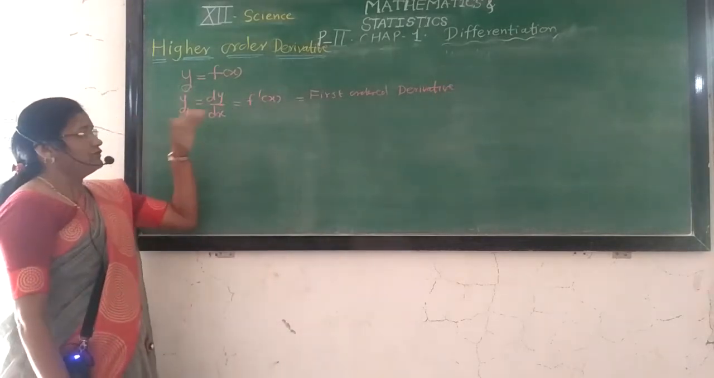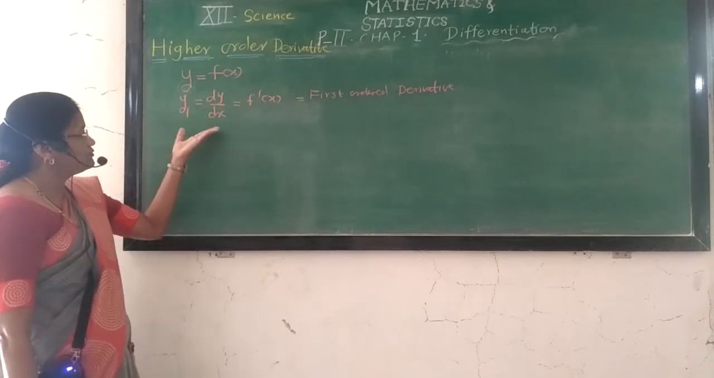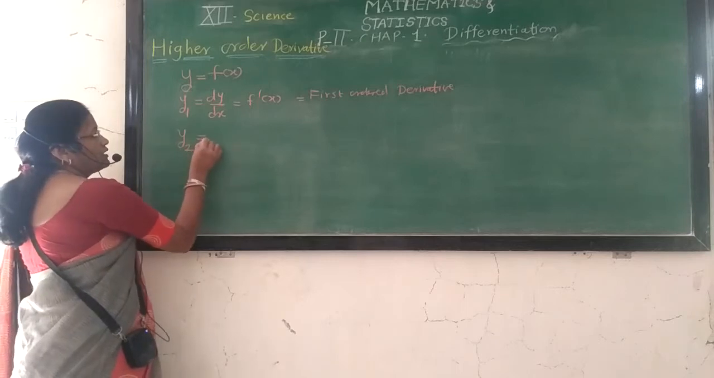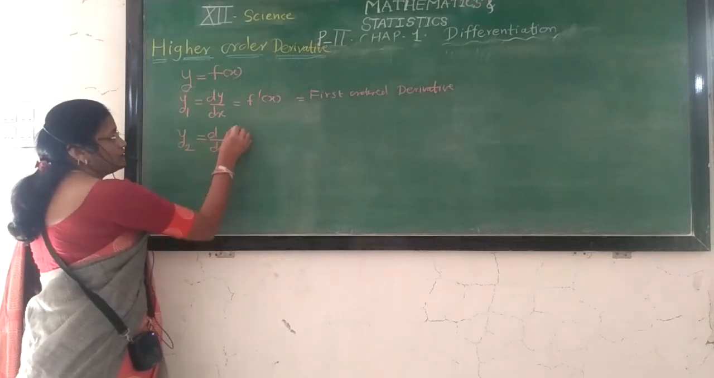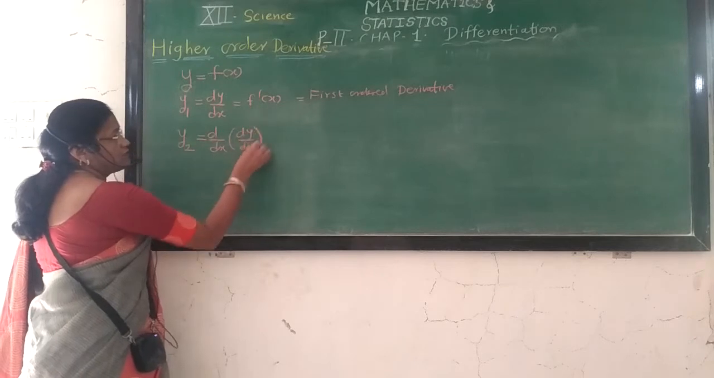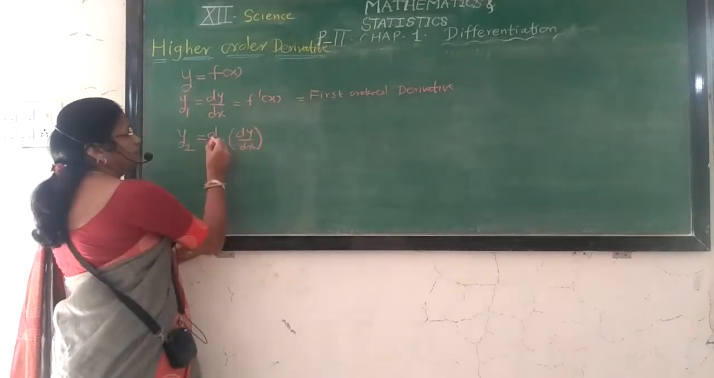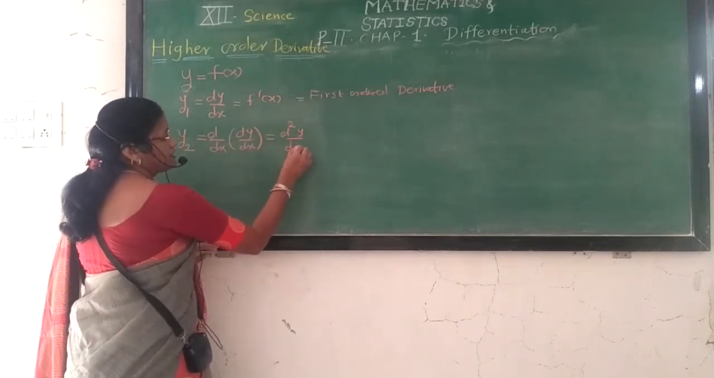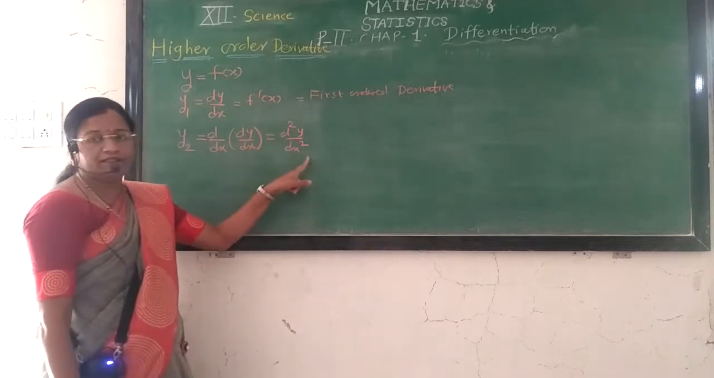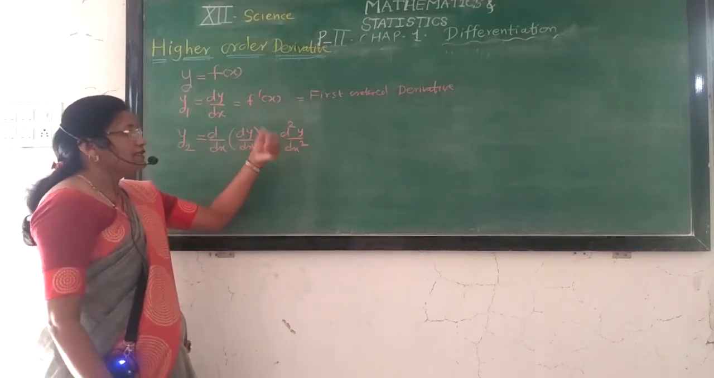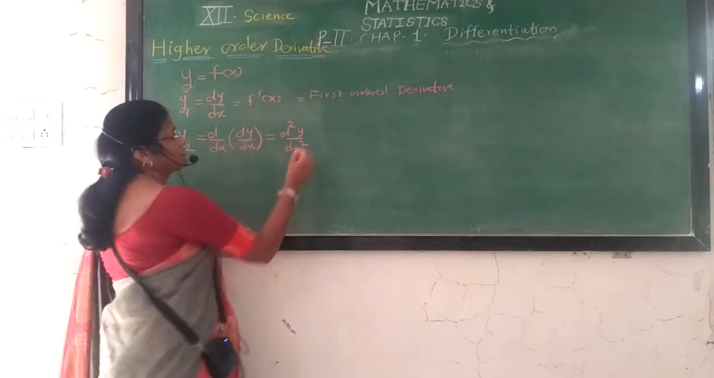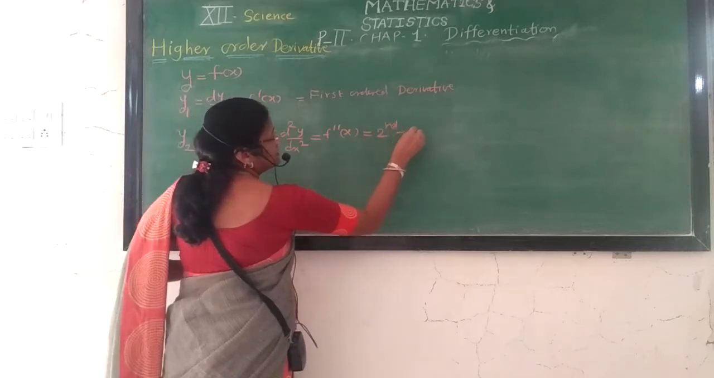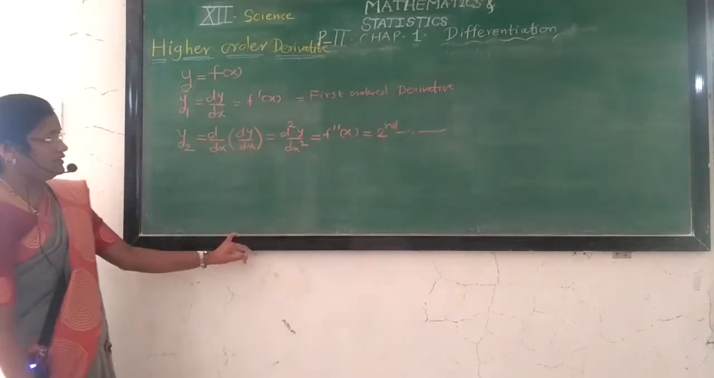Now, again differentiate this first order derivative with respect to the same variable, that is x. So we denote this as y2. The meaning of this y2 is the derivative of dy by dx with respect to x. So we take differentiation of dy by dx, which means d2y by dx square. d2y by dx square is the derivative of the derivative of dy by dx. That can be denoted by f double dash x, and which is called the second order derivative of the function f(x).